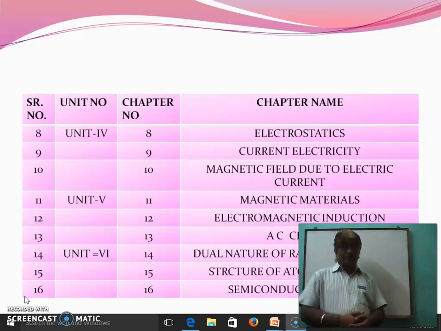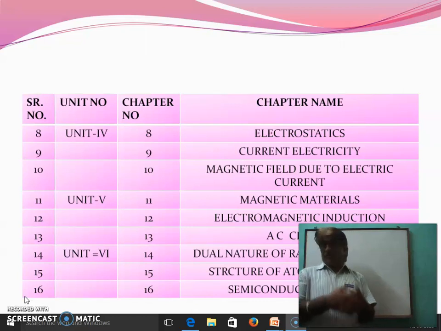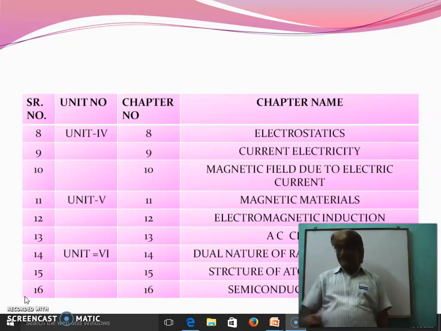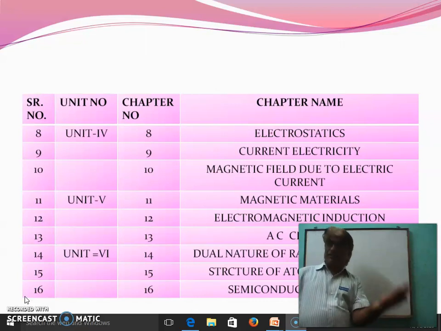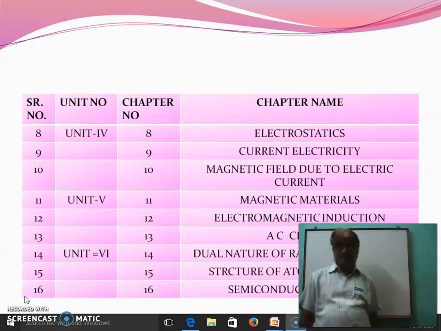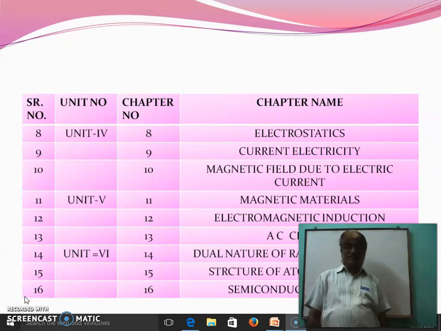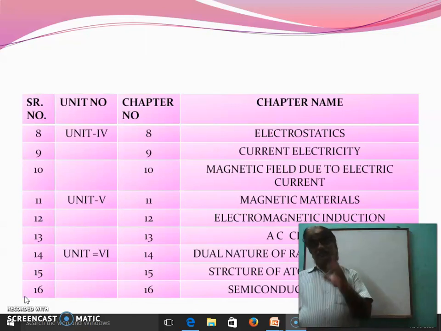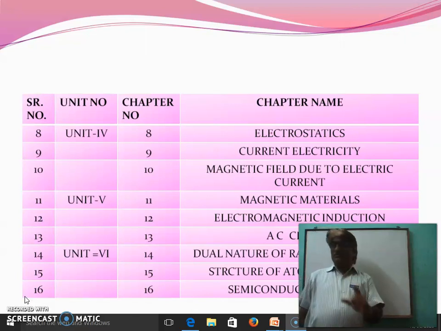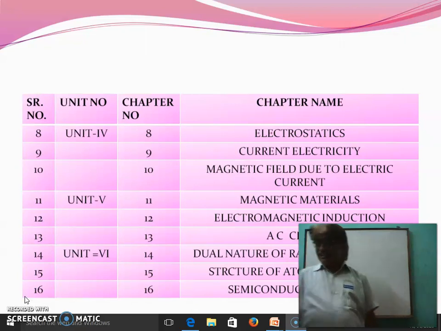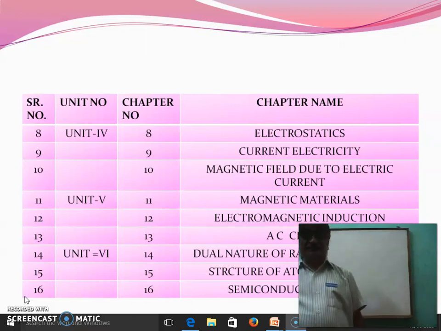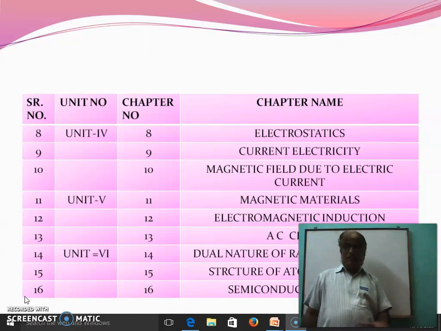And chapter number 13, AC circuits, is also seen. In the previous chapter, the AC signal consists of alternating positive and negative halves. So in these AC circuits, this AC signal is applied across a capacitance, an inductance, and a resistance. We can also see the LCR circuit in series and parallel combinations.